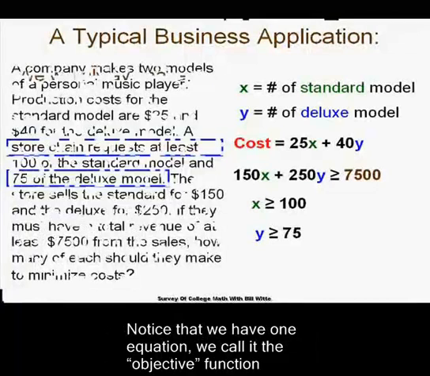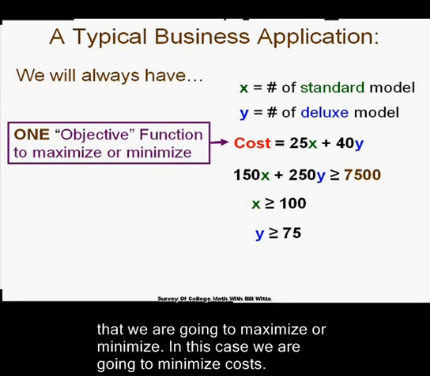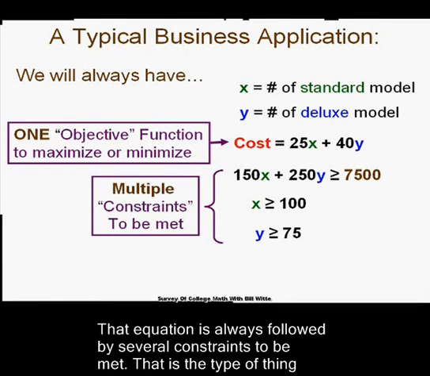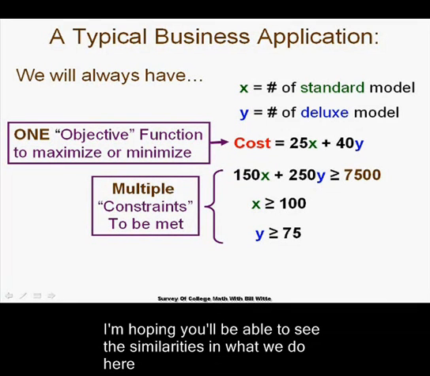Notice we have one equation. One, we call it the objective function that we're going to maximize or minimize. In this case, we're going to minimize cost. Followed by several constraints to be met. And that's the type of thing that it's going to happen in all of these inequality problems. Now, if we do another example, I'm hoping you'll be able to see the similarities in what we do here, even though the problems will be quite different.